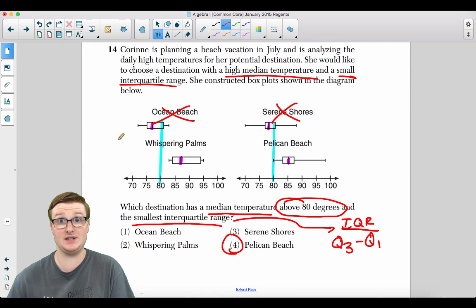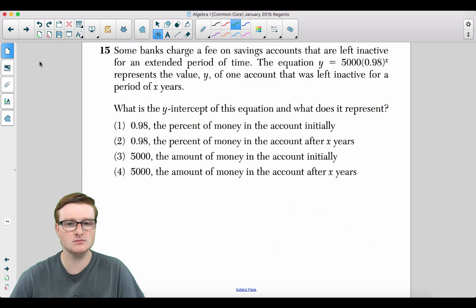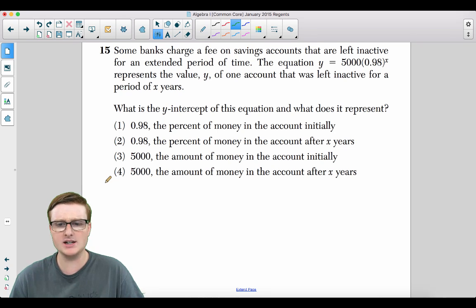Moving on to question 15. Here we go. Some banks charge a fee on savings accounts that are left inactive for an extended period of time. The equation y equals 5,000 times 0.98 raised to the x represents the value y of one account that was left inactive for a period of x years. What is the y-intercept of this equation, and what does it represent?